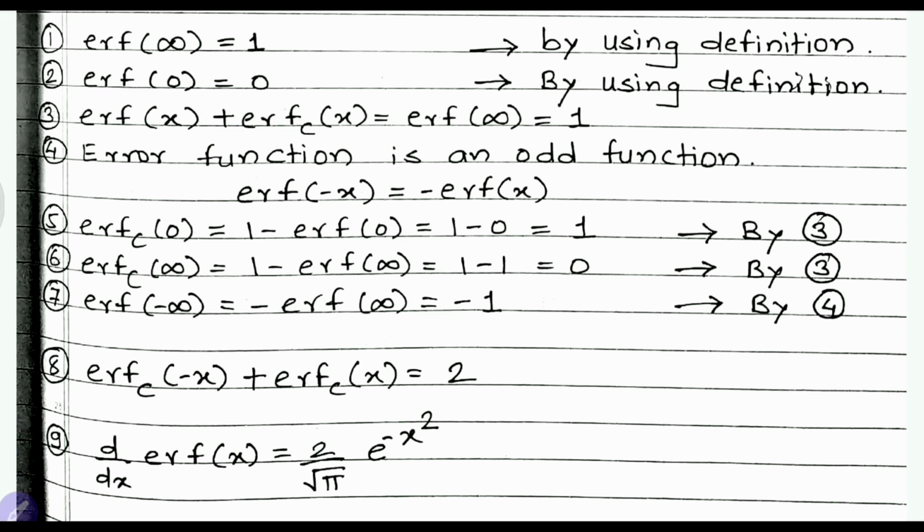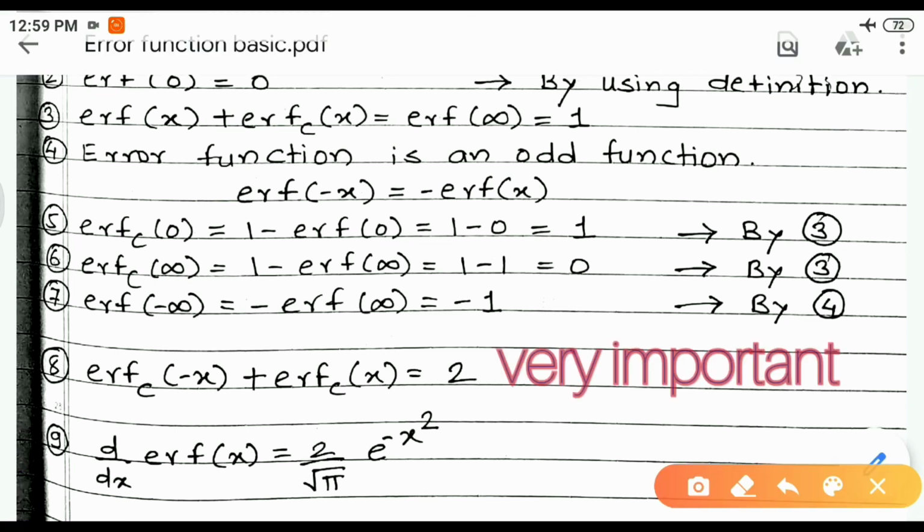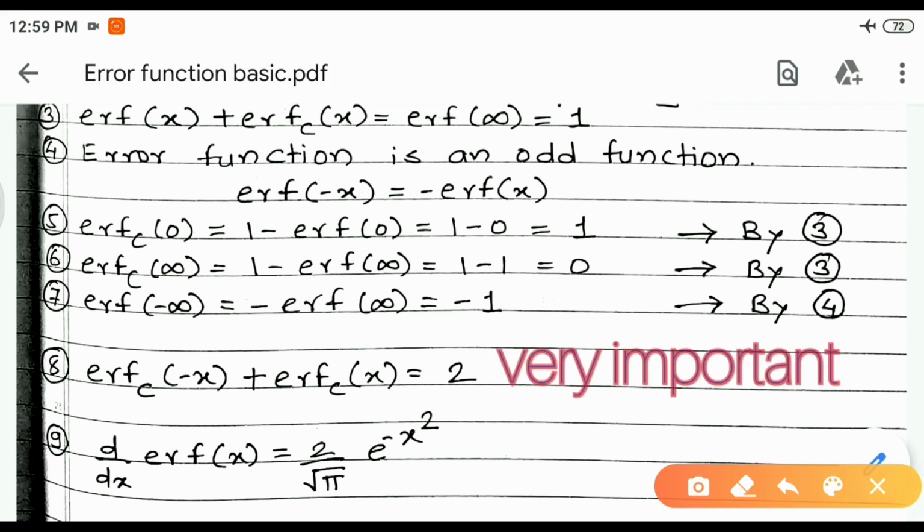Now this 8th property is very important, and we are going to see the proof of this while solving the problems on error function. So what is the property? Complementary error function of minus x plus complementary error function of x is equal to 2. Simply with the help of property number 3 and 4, we can easily prove this.